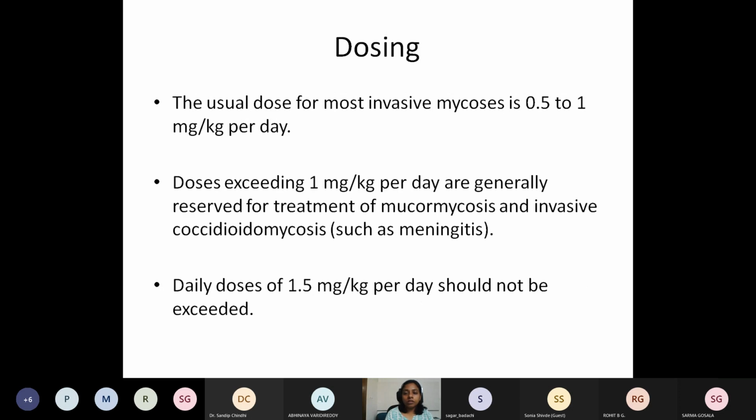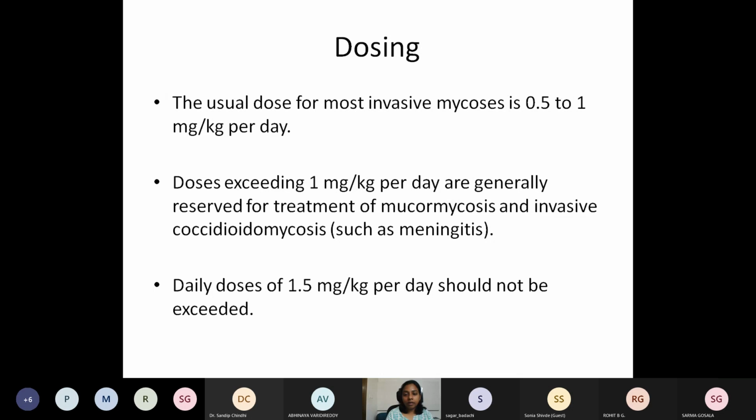So for most infections, we give a dose of 0.5 to 1 milligram per kg per day. For certain infections such as invasive candidiasis, candidal endocarditis or candidal CNS infection, the treatment can go on till there is complete resolution. It can be continued up to 10 to 12 months also, but most of these patients are quite sick and do not really do well and have a higher mortality. So complete eradication is difficult, especially considering the side effects of amphotericin.